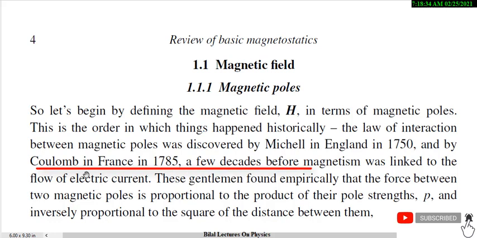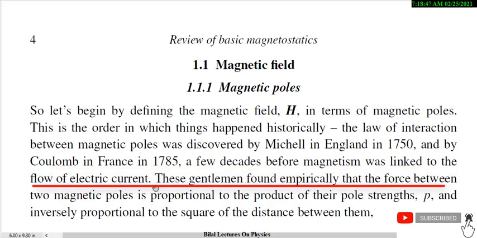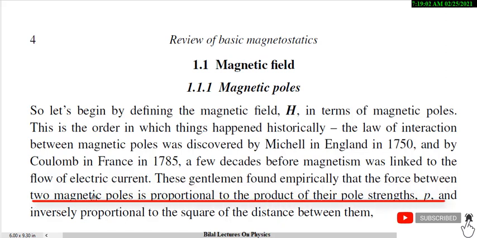And by Coulomb, we all know about Coulomb's law of attraction and repulsion. Coulomb gave his law in France in 1785. A few decades before, magnetism was linked to the flow of electric current. Before these theories, it was considered that magnetic materials were linked just to the flow of electric current and nothing else. So these gentlemen found empirically that the force between two magnetic poles is proportional to the product of their pole strength.